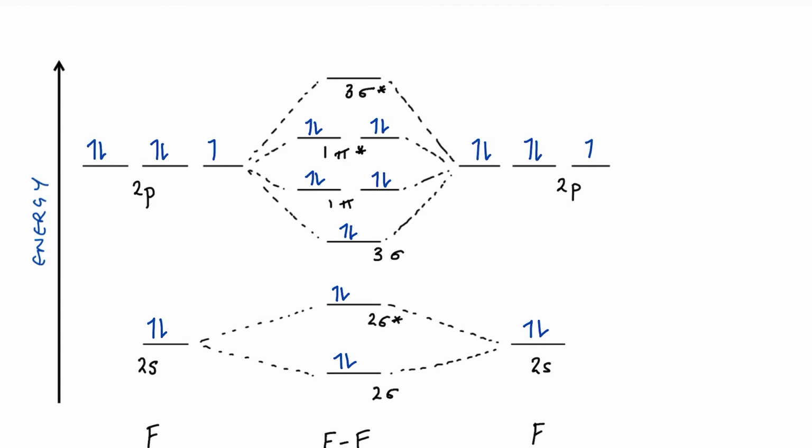In terms of bond order, let's have a look at our bonding orbitals: 1, 2, 3, 4. So it's 4 filled bonding orbitals. In terms of the antibonding, 1, 2, 3. I've got 2 pi antibonding orbitals. So 4 minus 3 equals 1. So molecular orbital theory would predict a single bond between 2 fluorine atoms, which is exactly the same as our Lewis structure.